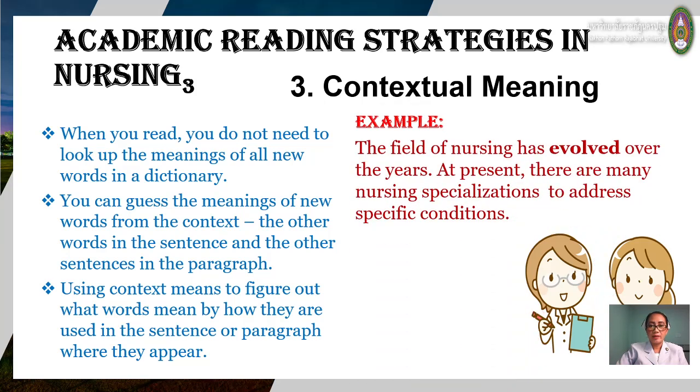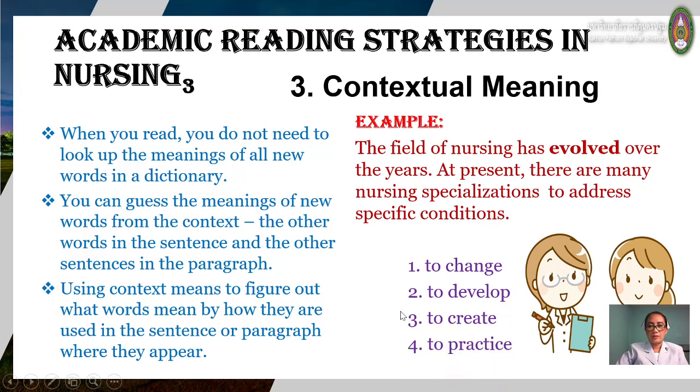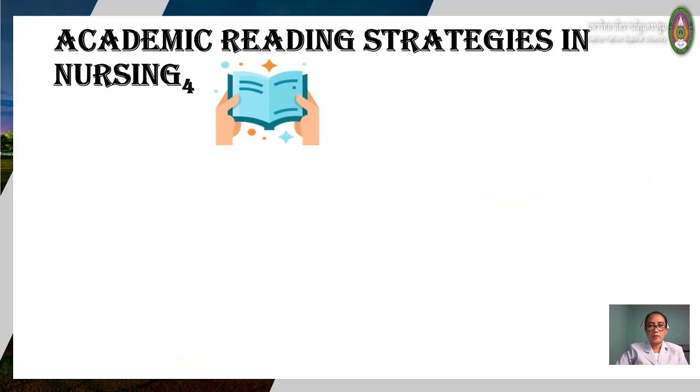So as you can see, there is the word that is being written in bold letters. The field of nursing has evolved over the years. At present, there are many nursing specializations to address specific conditions. So what do you think is the meaning of this word? You can guess if you don't know. But as you can see in the sentence, it's very easy. It talks about the development. Okay? It talks about the development. So that is contextual meaning.